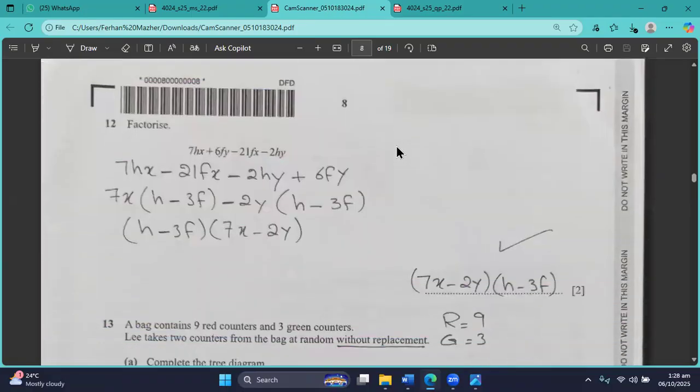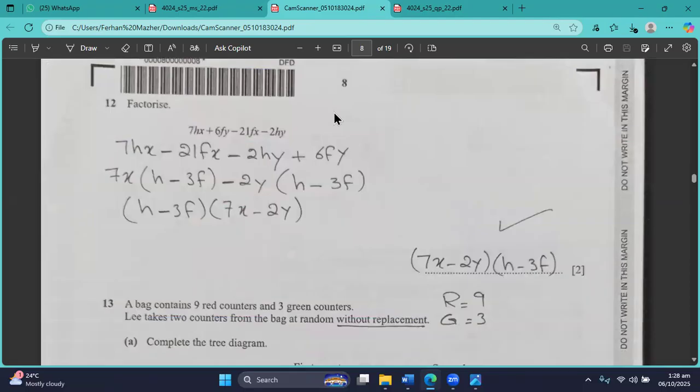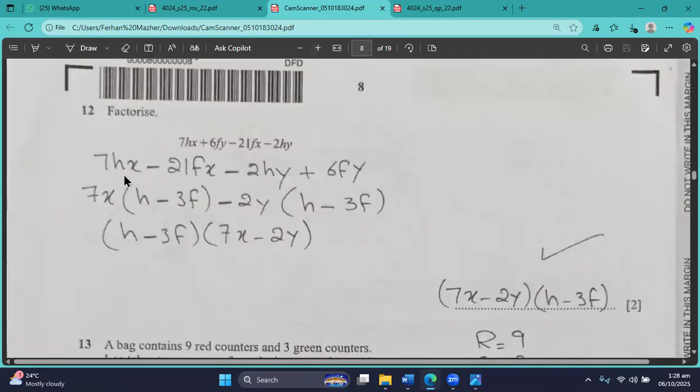So what I did here is I moved 7hx minus 21fx minus 2hy plus 6fy. From the first 2 terms, you can see the 7x is common. So in the bracket, I will have h minus 3f. And from these last 2 terms, I can take minus 2y common. In the bracket, I will have h minus 3f.